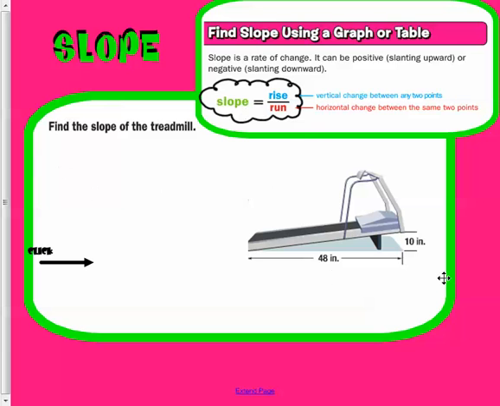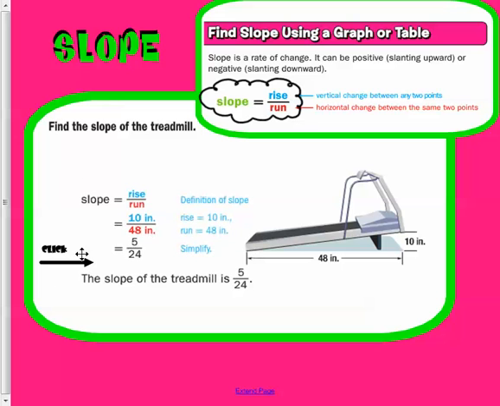So to find the slope of this treadmill, we're going to take the rise, 10, over the run, 48. And the way we do that is we write 10 over 48 and we simplify to get 5/24. So in this case, the slope is 5/24 and we write inches because we always have to have a label. In this case, the slope is representing inches. So with this, 5/24 really represents this right here along the treadmill.